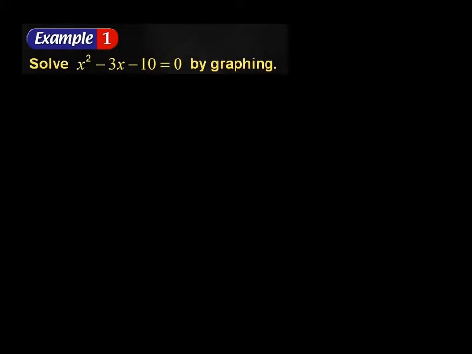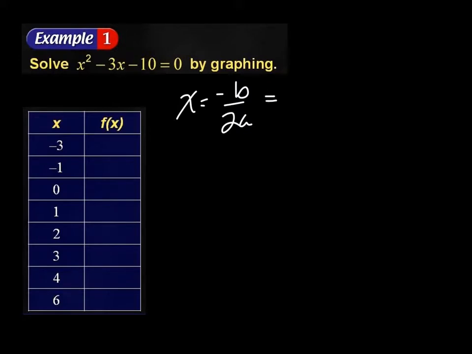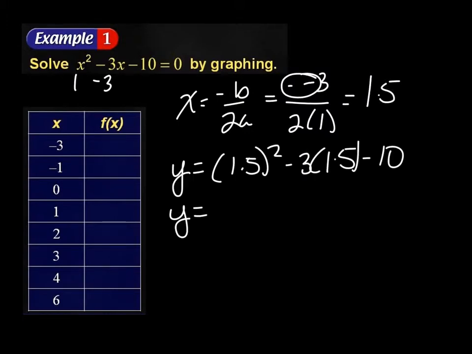Solve x² − 3x − 10 = 0 by graphing. It's nice to know where the axis of symmetry is, to know where your table should be centered. Using the formula x = −b/2a, where a is 1 and b is −3, we get 3 over 2 times 1. A negative times a negative is a positive, so we get 1.5. If I plug that into my calculator, I get −12.25 for the y part.